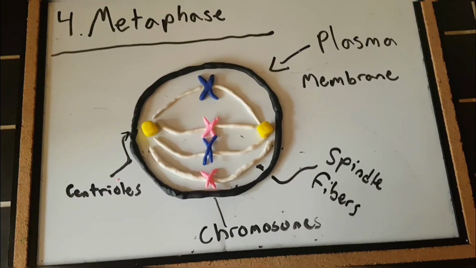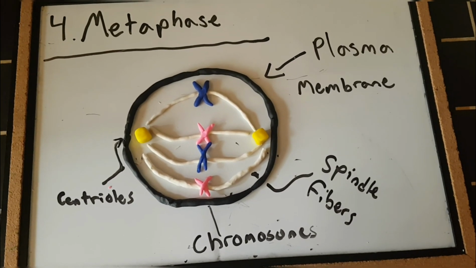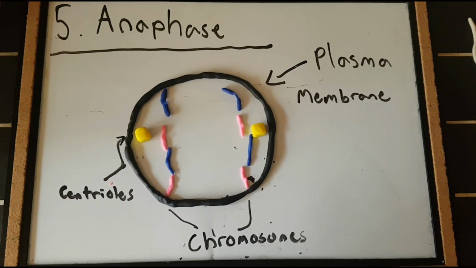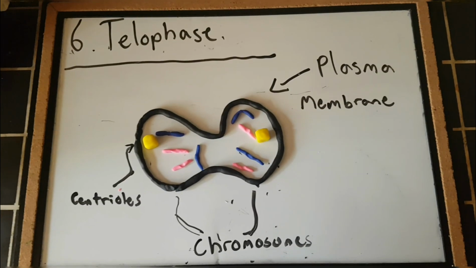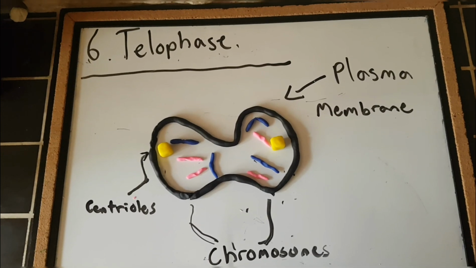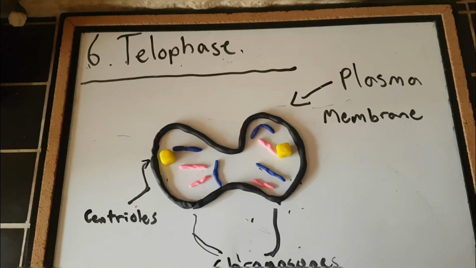The chromosomes have lined up directly in the middle of the cell, attached to the spindle fibers formed from the centrioles. Fifth step of mitosis, anaphase, the spindle fibers pull apart the sister chromatids to either side of the cell. In the sixth step of mitosis, telophase, the plasma membrane comes in to form 2 diploid daughter cells. These cells have 4 chromosomes each, as you can see right here.